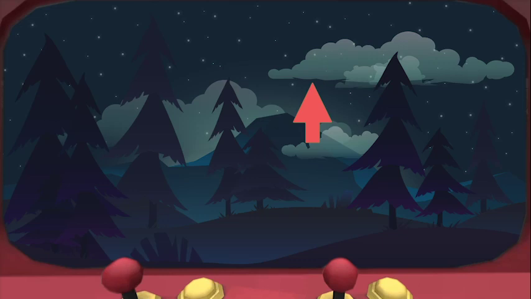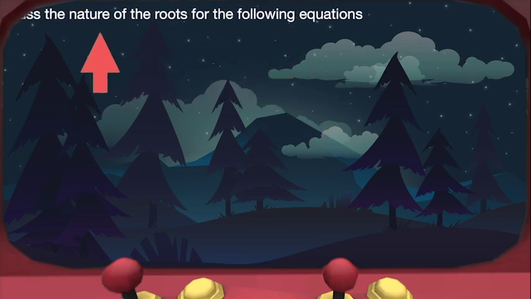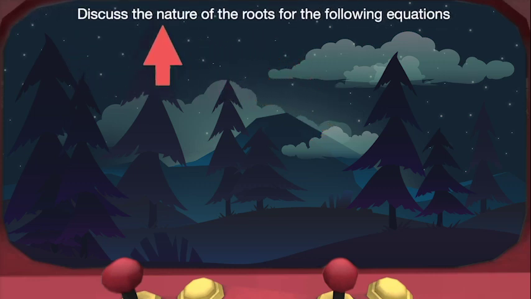Today's lesson, we are going to learn how to calculate the discriminant delta. And we're also going to learn how to discuss the nature of the roots. In other words, we are going to classify our roots. So here is an example. Discuss the nature of the roots for the following equations.